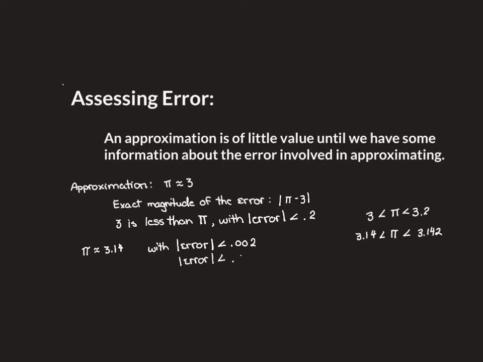Now somebody else may say, oh, the error is less than 0.01. That's true too. Or the error is less than 0.005. True again. Or even the error is less than 0.0016, because it's actually 3.1415, and so on. So all of these are correct statements.